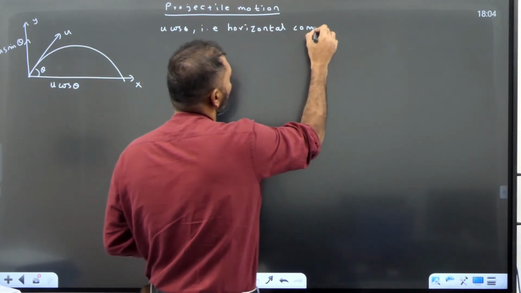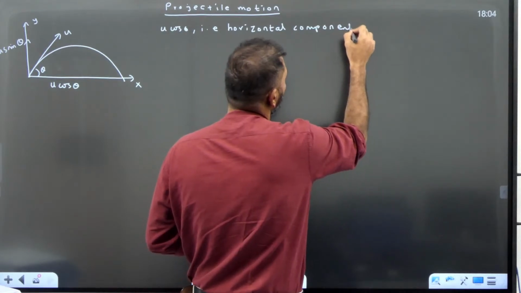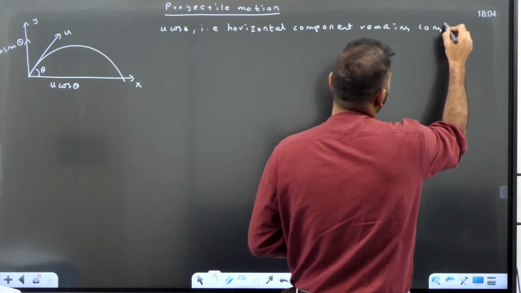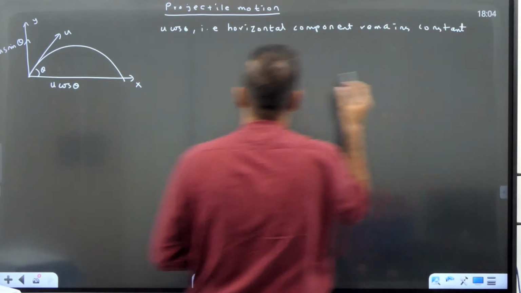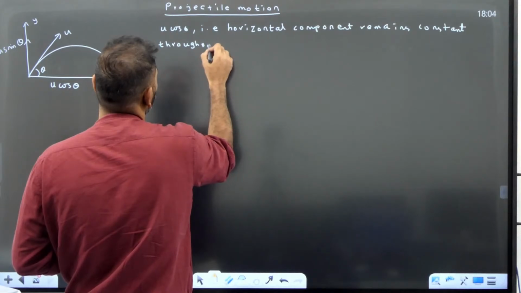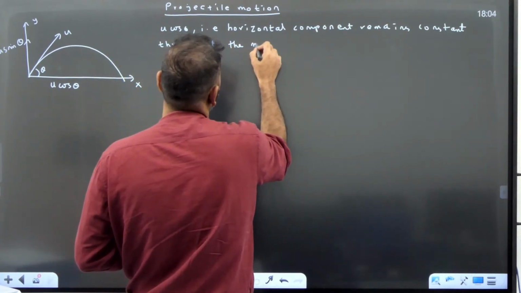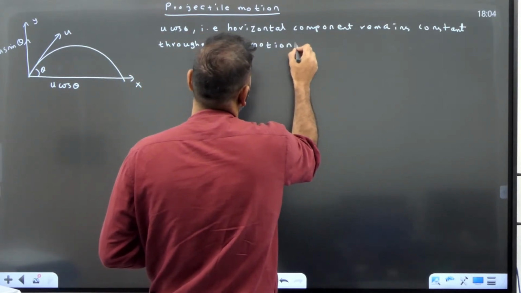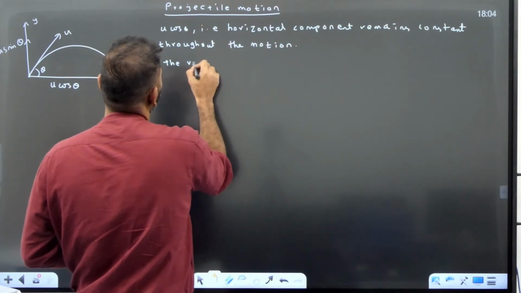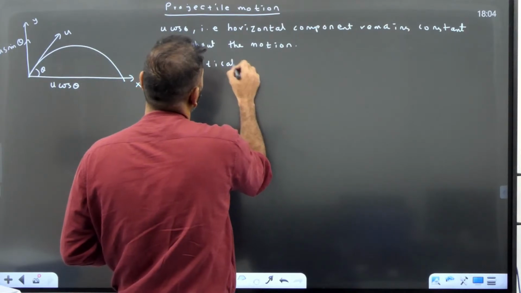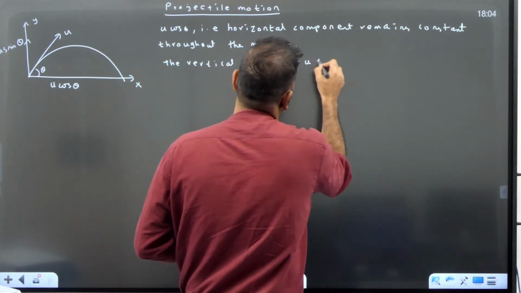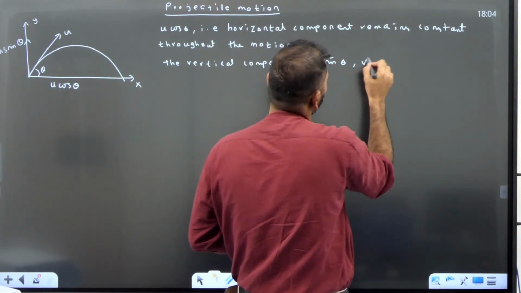Horizontal component remains constant throughout the motion. The vertical component U sin theta varies with the time.